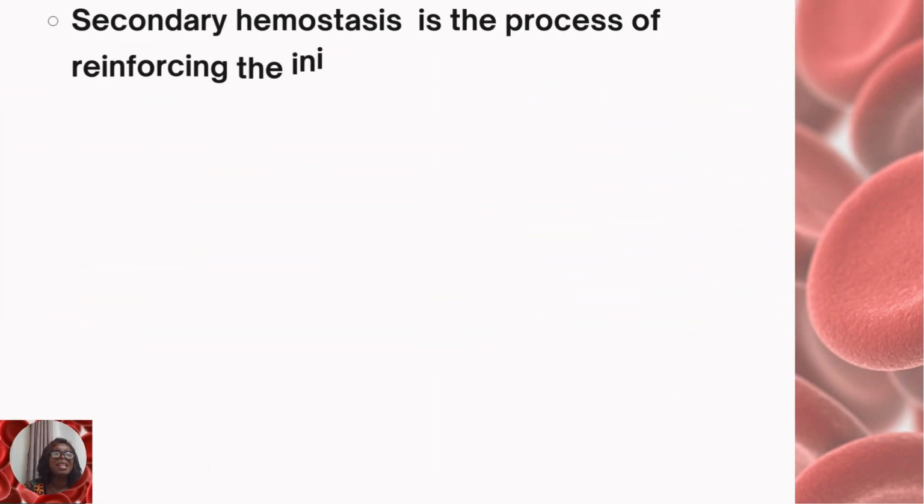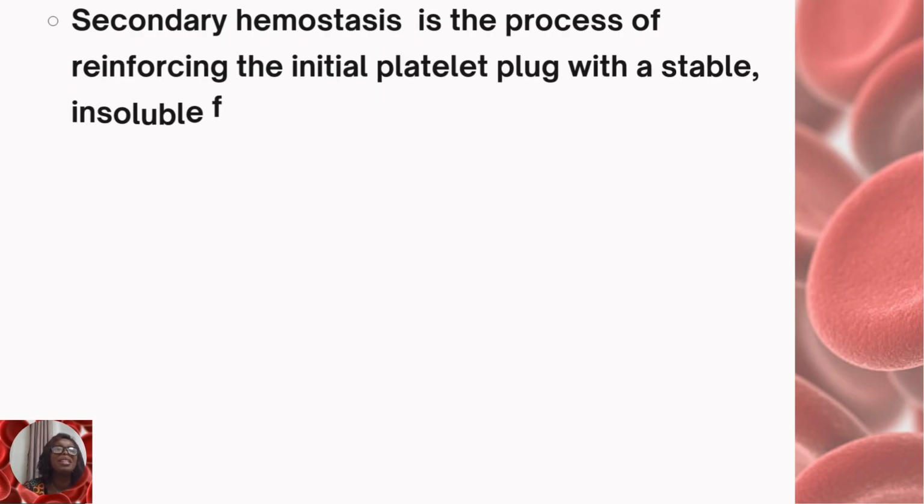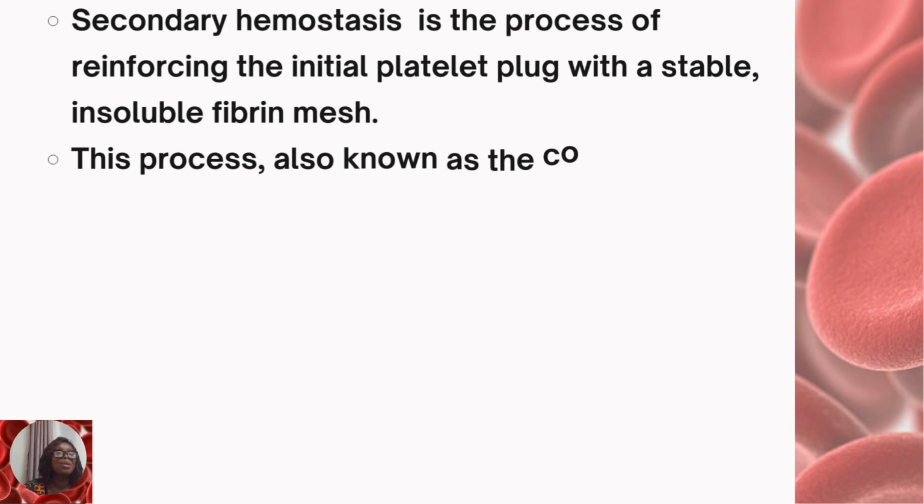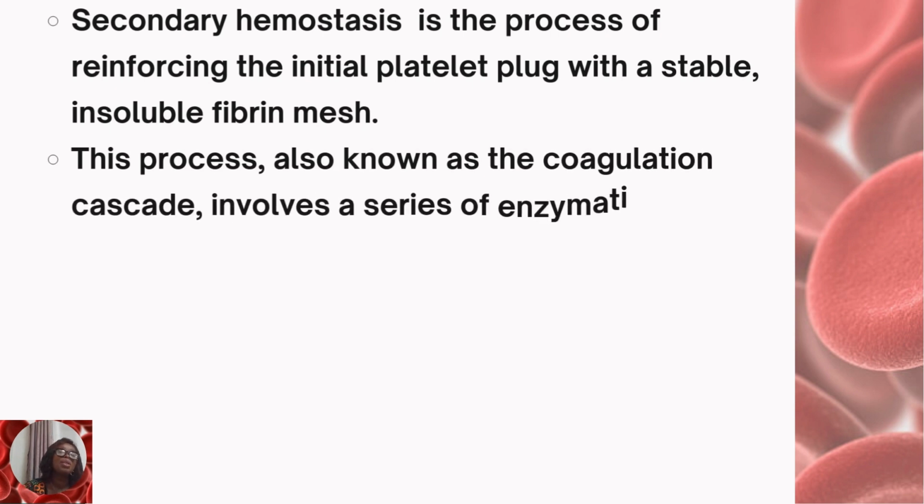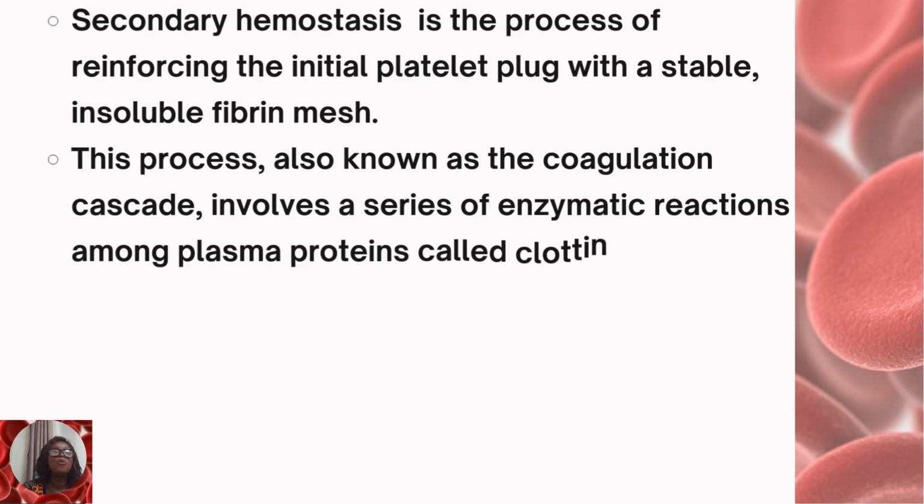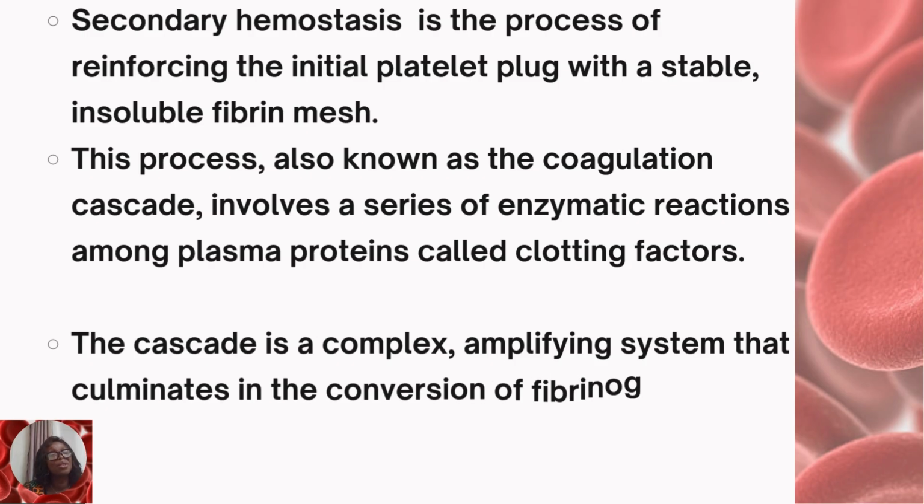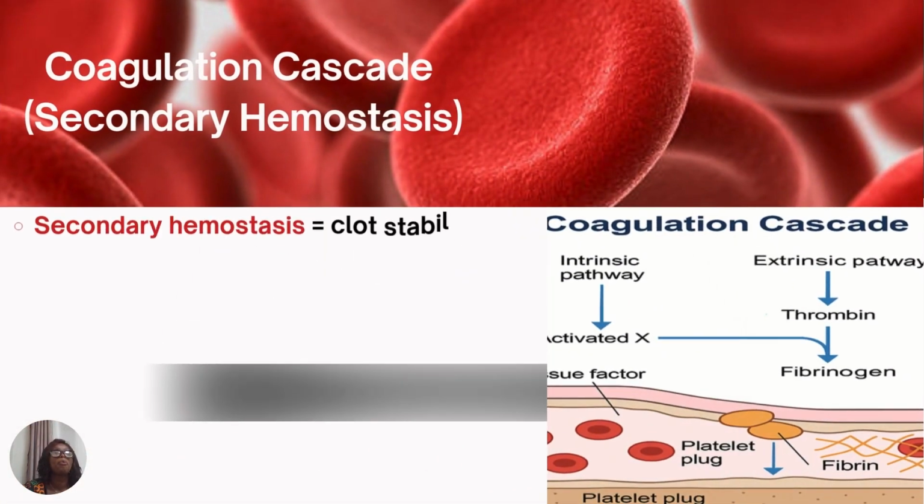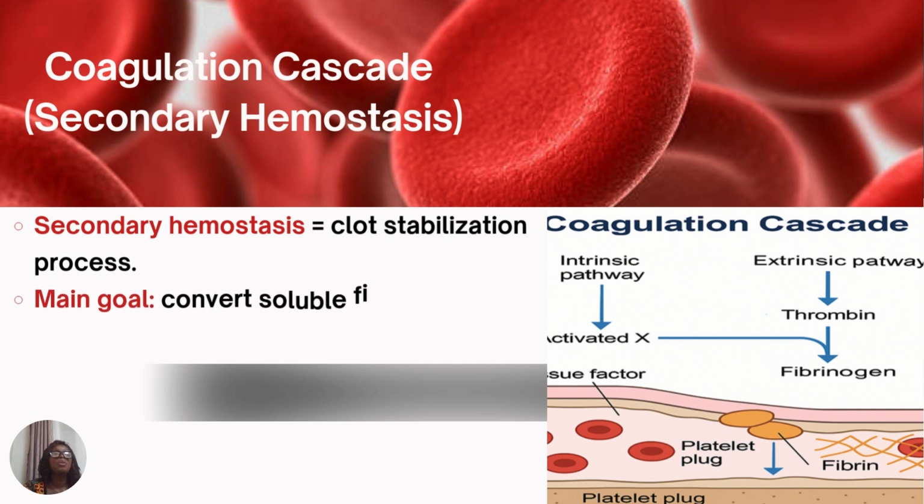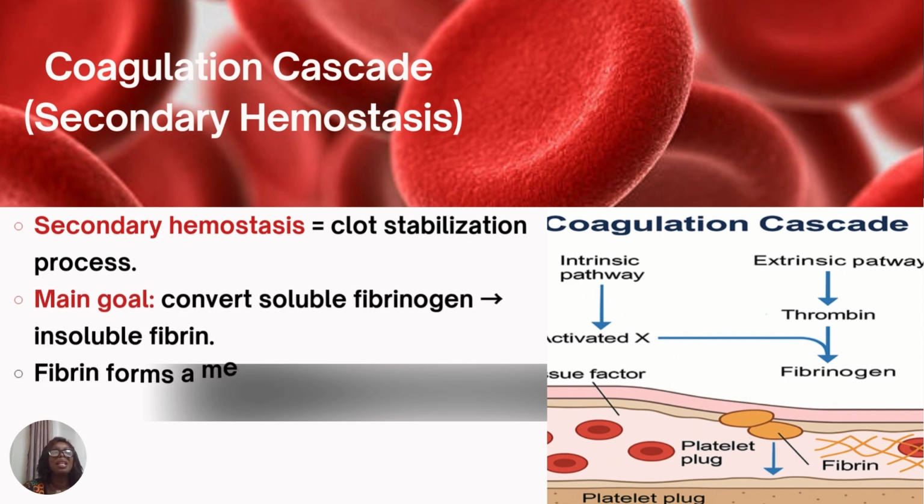Secondary hemostasis is the process of reinforcing the initial platelet plug with a stable, insoluble fibrin mesh. This process, also known as the coagulation cascade, involves a series of enzymatic reactions among plasma proteins called clotting factors. This cascade is a complex amplifying system that culminates in the conversion of fibrinogen to fibrin. This coagulation cascade, or secondary hemostasis, is just for clot stabilization.